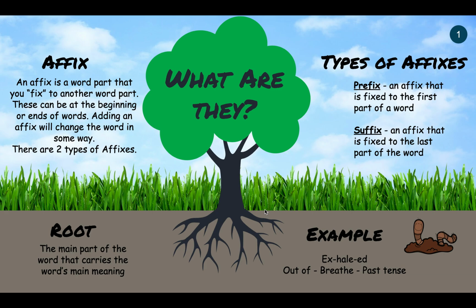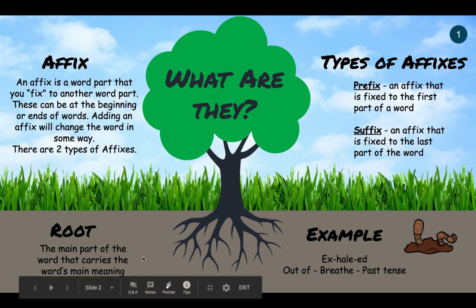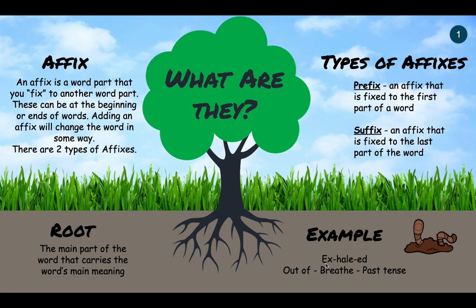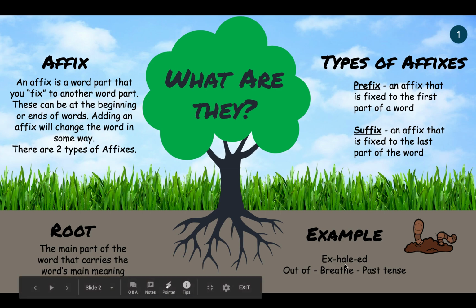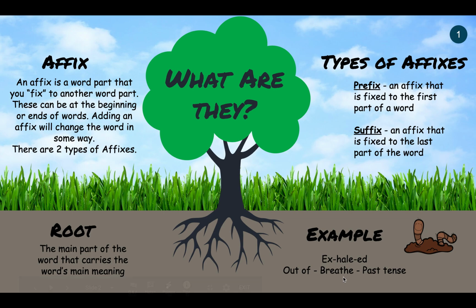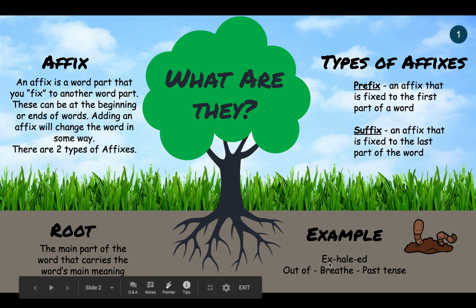All right, first and foremost, let's take a look at some definitions. What is a root, and what is an affix? A root is the main part of the word that carries the word's main meaning. In our example, we have the word exhaled. Hail is the root in exhaled. It means breathe. These other pieces are other word parts that are attached to our root. These other pieces are called affixes.